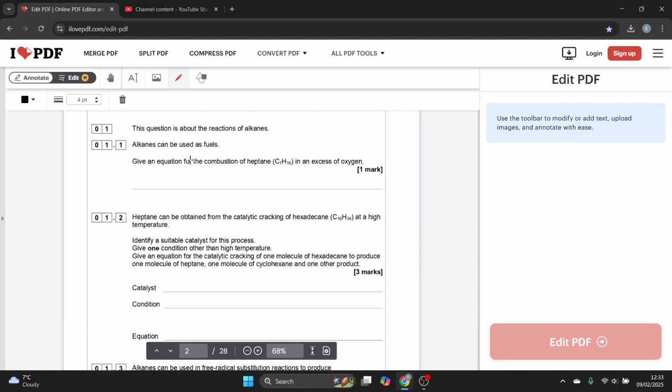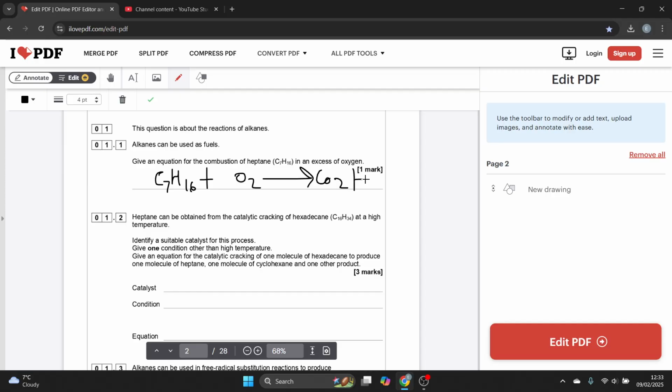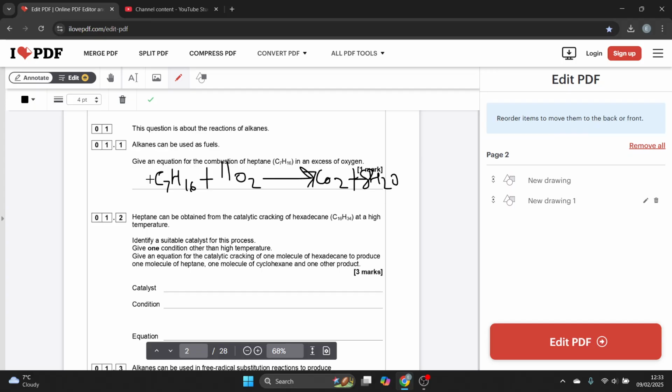Question 1, given an equation for the complete combustion of heptane in excess oxygen: C7H16 plus O2 to form CO2 plus H2O. I need 7 carbons on the right hand side, 8 here, and then just balance it out, 11 here.